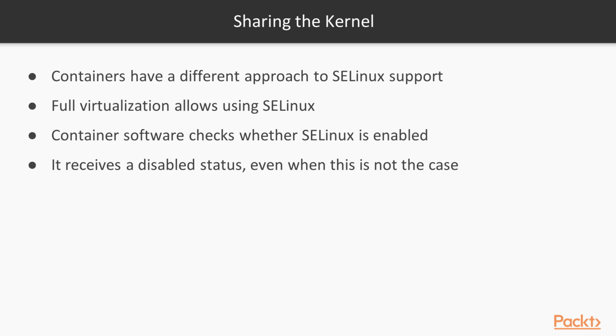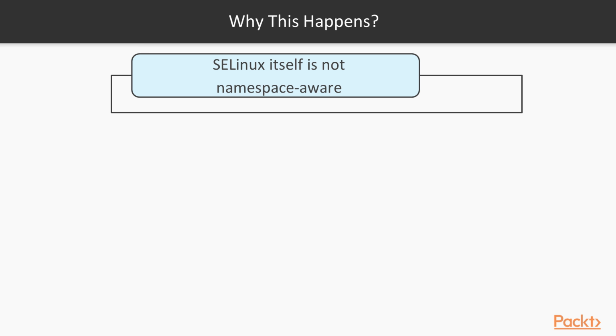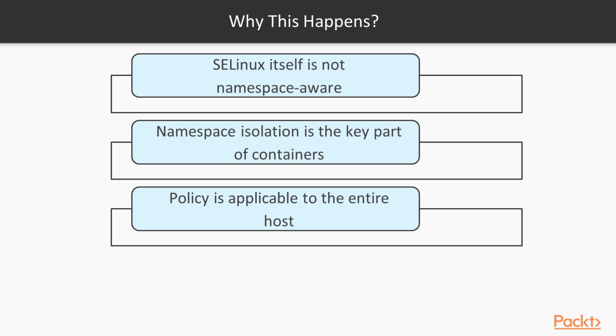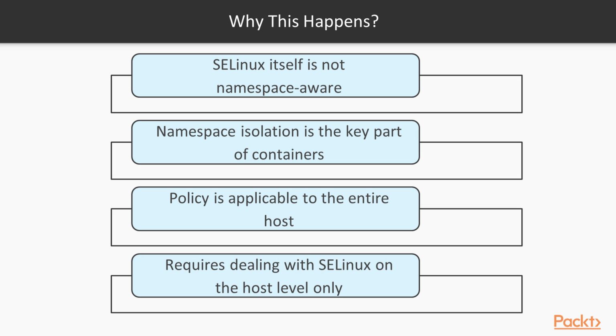While full virtualization allows the guest operating system to use SELinux as well, containers do not have this luxury. Right now, if in-container software checks whether SELinux is enabled, it receives a disabled status, even when this is not the case. The reason behind this is that SELinux itself is not namespace aware. While namespace isolation is the key part of containers on Linux, SELinux is part of the Linux kernel, and the policy is applicable to the entire host. As long as SELinux does not support policy layers and namespace-aware access controls, we'll need to deal with SELinux on the host level only.